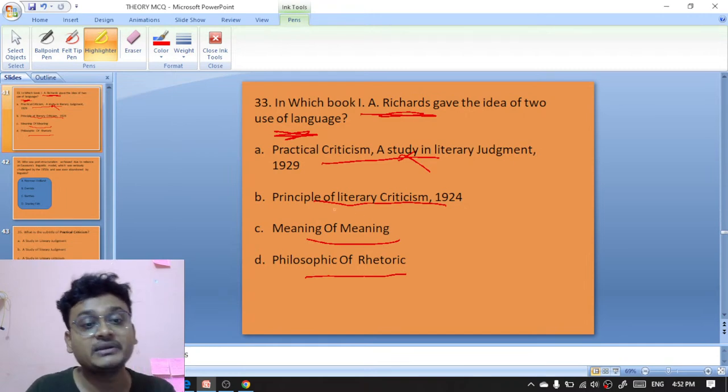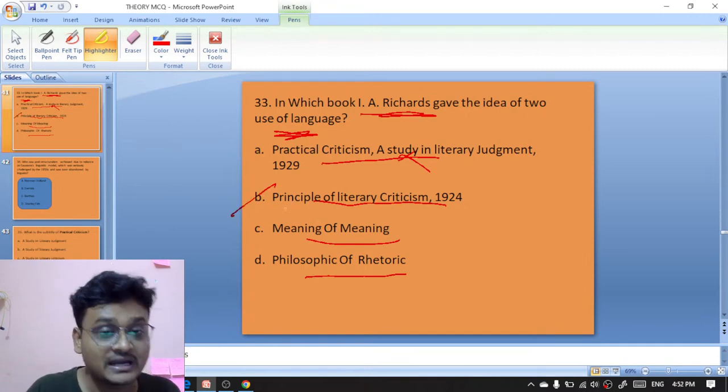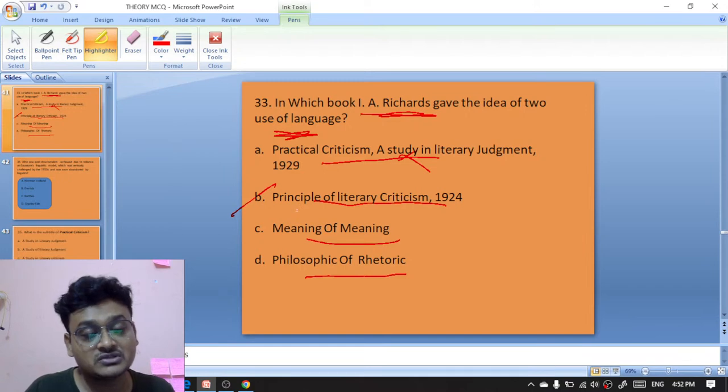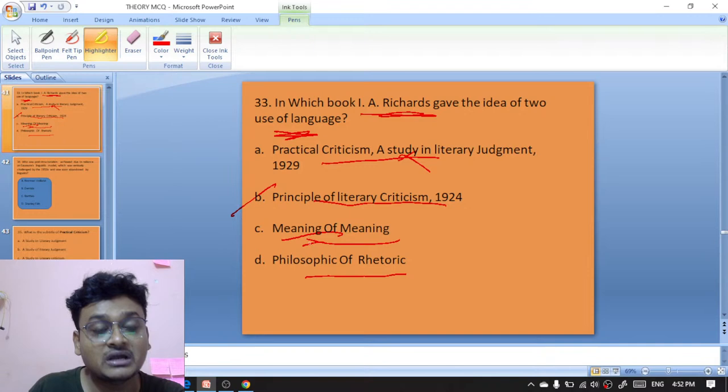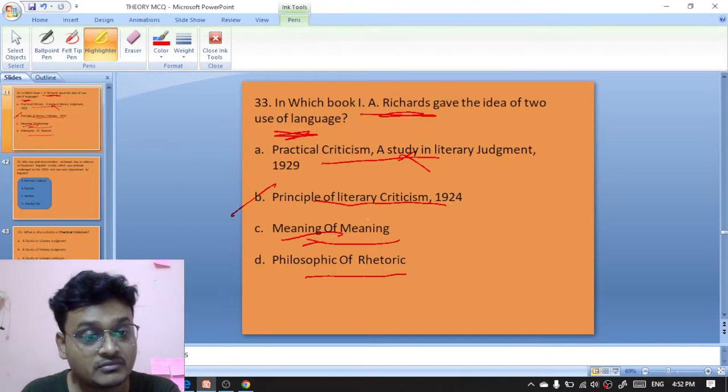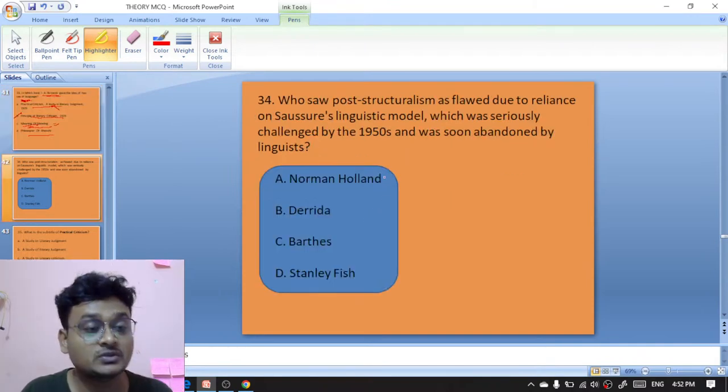And the right option is here, Principles of Literary Criticism. In this work, published in the year 1924, I. A. Richards has given the idea of two uses of language: scientific, factual use of language, and emotive use of language. And you know that Meaning of Meaning was written in collaboration with C. K. Ogden and I. A. Richards. Okay. Moving on to question 34.